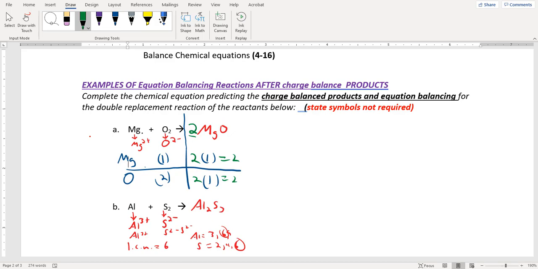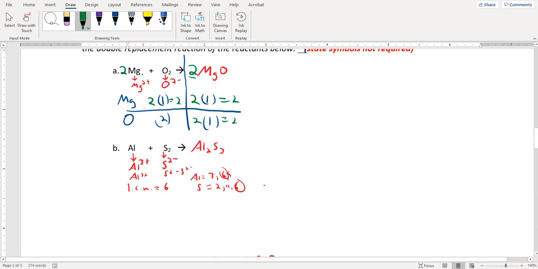Now we have to go on the left-hand side. On the left-hand side, the oxygens have been balanced out. There's 2 and 2 on each. However, the magnesium is not balanced out, so we have to stick a 2 in front. So 2 times 1 is equal to 2. So now, the magnesium atoms are balanced out on each side, and the oxygen atoms are balanced out on each side. Let's go ahead and scroll down again.